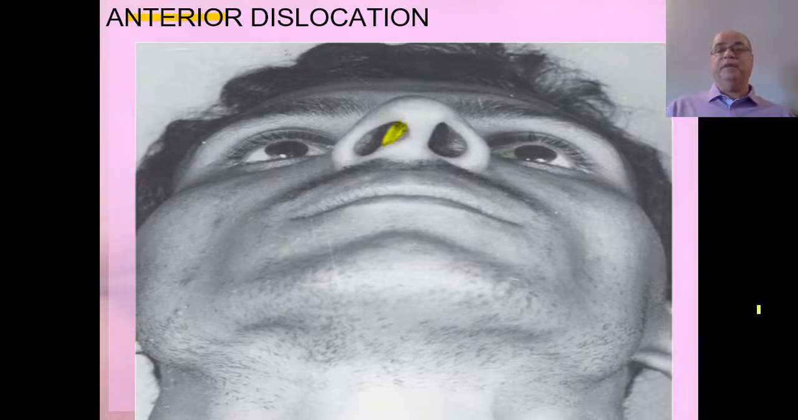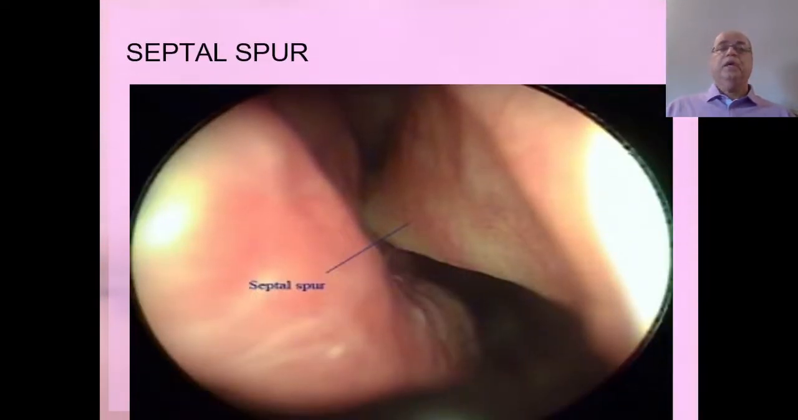This is endoscopic. This is the nasal septum here on this side. Sorry, this is the lateral nasal wall, and this is the nasal septum here in the midline, and here you can see this is the spur. Otherwise, the rest of the nasal septum is in the midline. So this is a bony spur which is impinging on the lateral nasal wall.